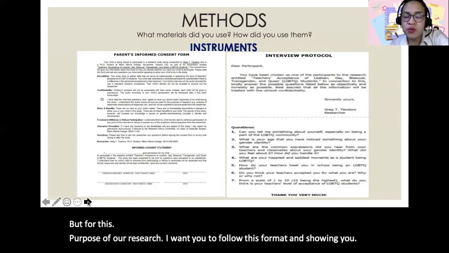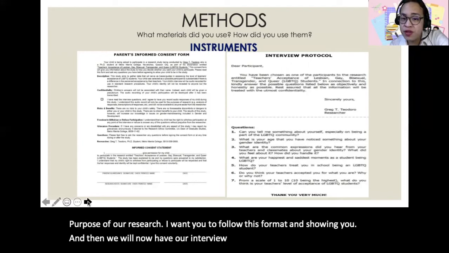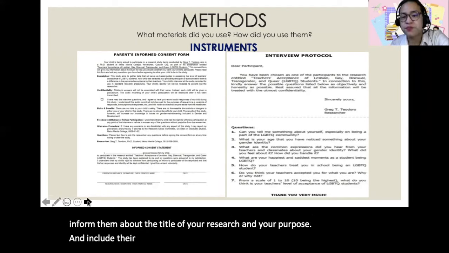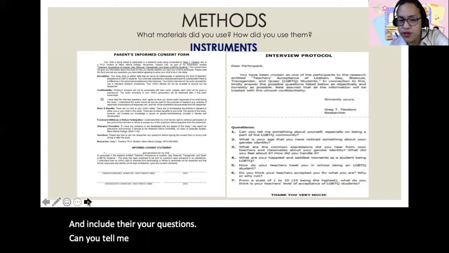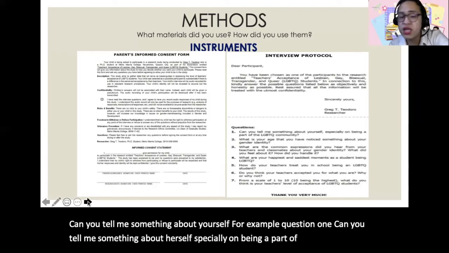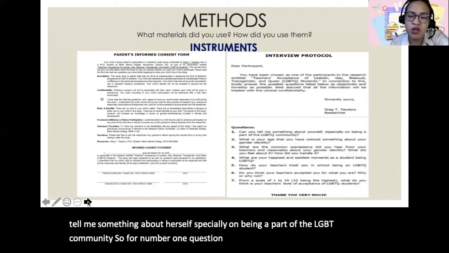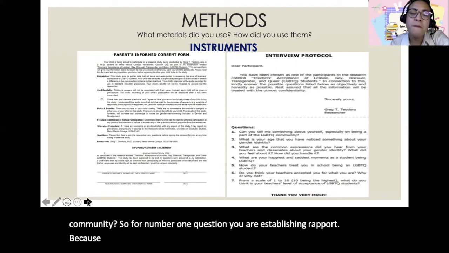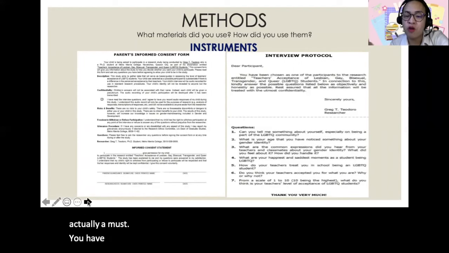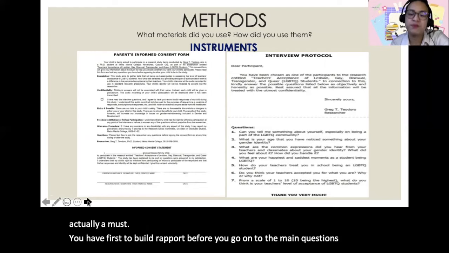And then we will now have our interview protocol. Dear participant, you have to inform them about the title of your research and your purpose, and include there your questions. Can you tell me something about yourself? For example, question 1, can you tell me something about yourself, especially on being a part of the LGBTQ community? So for number 1 question, you are establishing rapport because you want to make your participants feel comfortable. That is actually a must. You have first to build rapport before you go on to the main questions of your research.